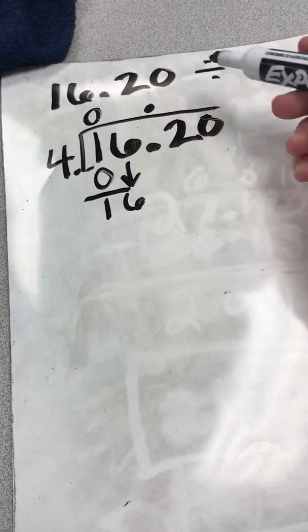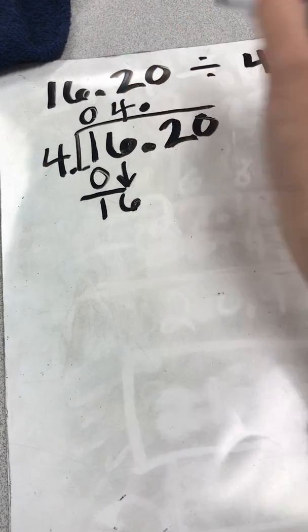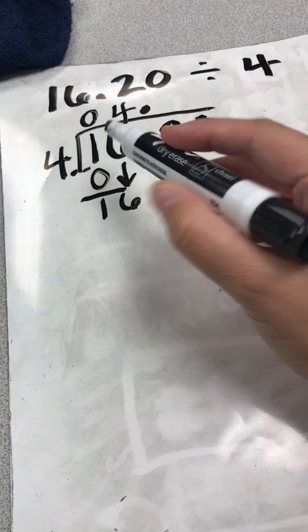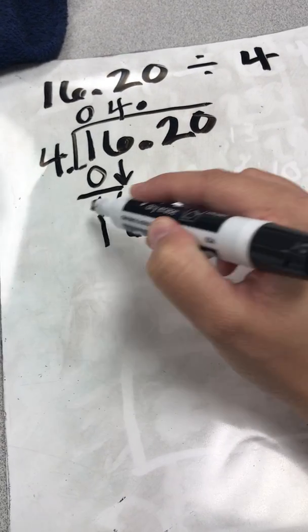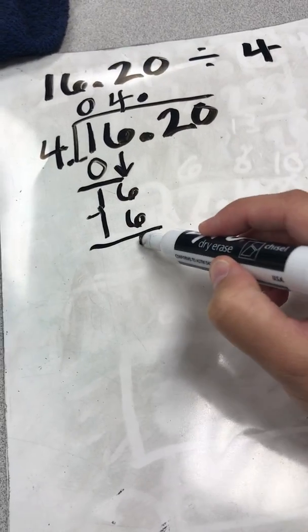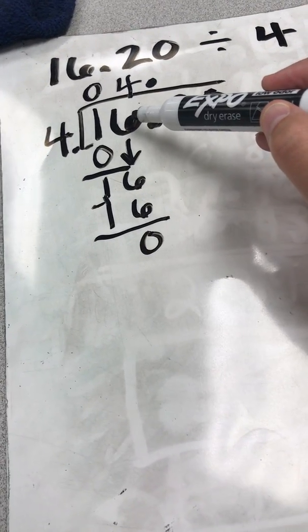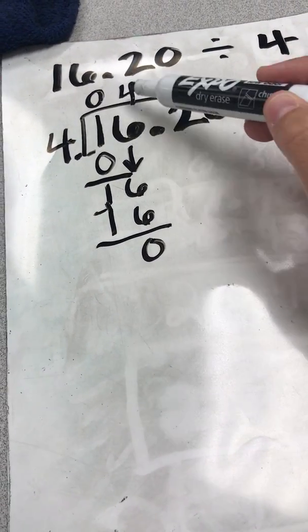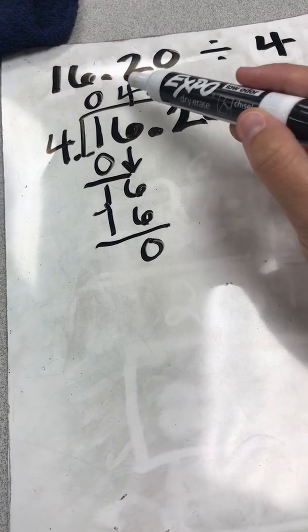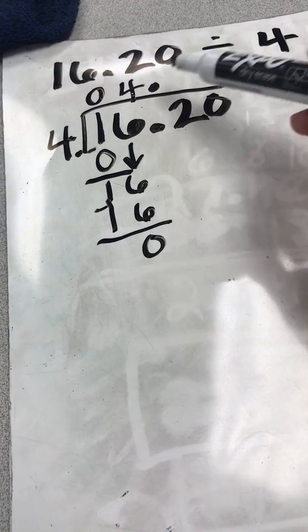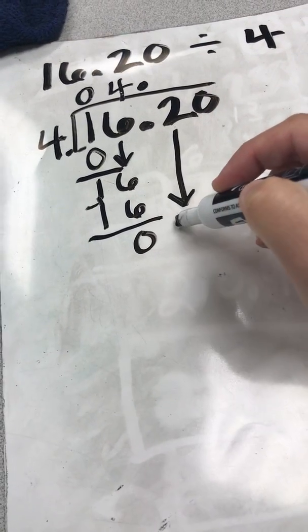I know that 4 will go into 16 4 times, and 4 times 4 gives me 16. Going to subtract and I get 0. Again, notice that that 4 is right on top of that 6. So all of my numbers are lined up right now. So that 4 has to be right in front of, to the left of, that decimal. Next thing I'm going to do is bring down my 2.